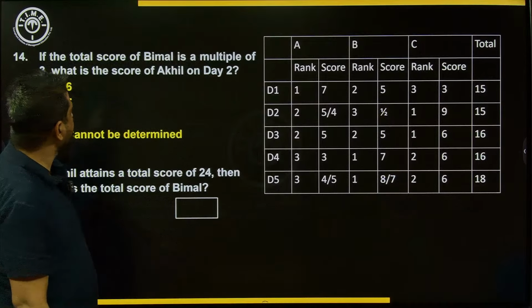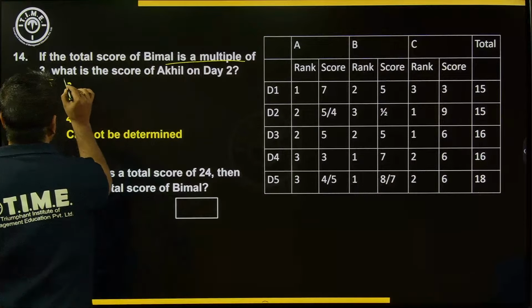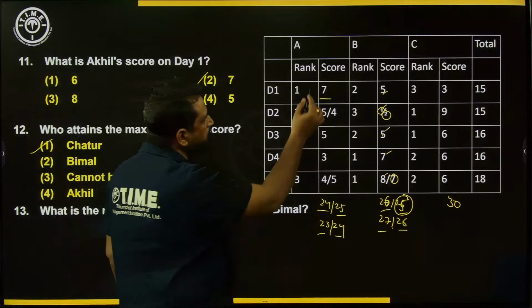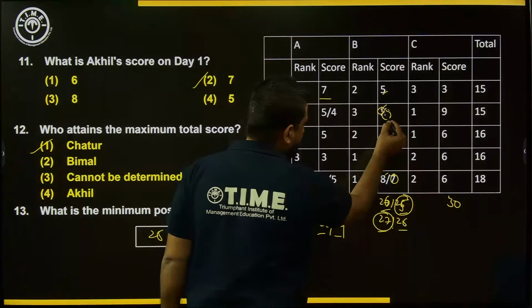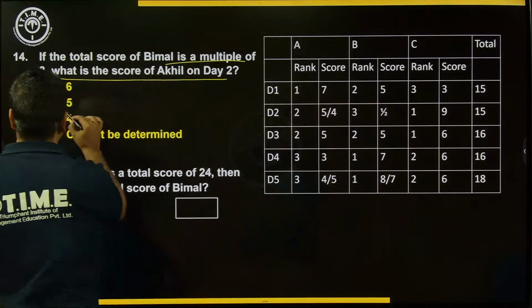Okay. What is the next question? If the total score of BML is a multiple of 3, what is the total score of Akhil on day 2? A multiple of 3 BML score means it should be 27. In order to get the 27, the number should be 2 here. If it is 2, this should be 4. So on day 2, his score will be 4.